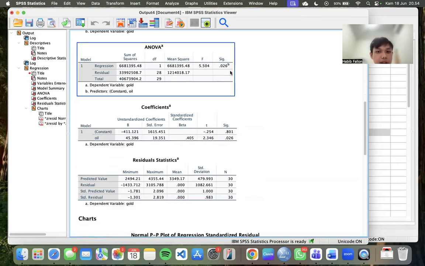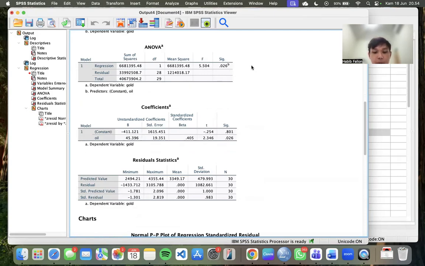And then we have the ANOVA table. The F value of this ANOVA table is 5.504 with a significance value of 0.026, and the significance value is lower than 0.05. So the regression model is statistically significant and can be used to explain the relationship between world oil prices and world gold prices.